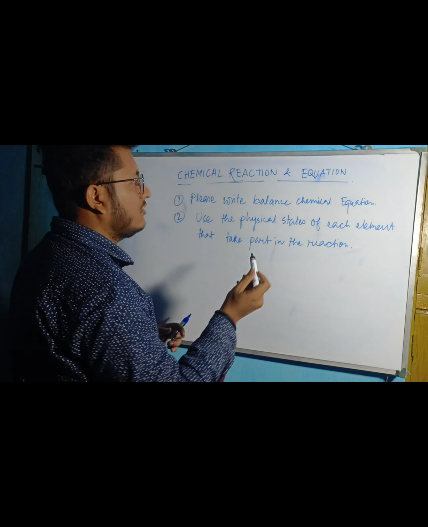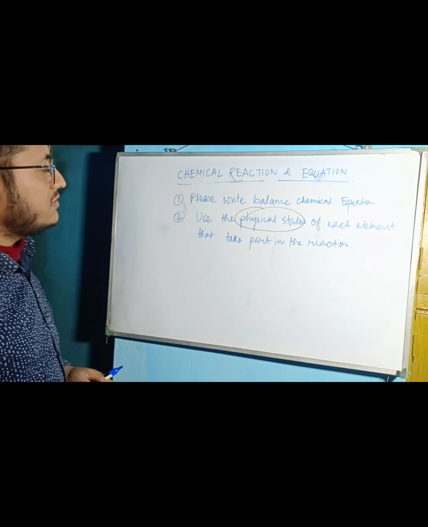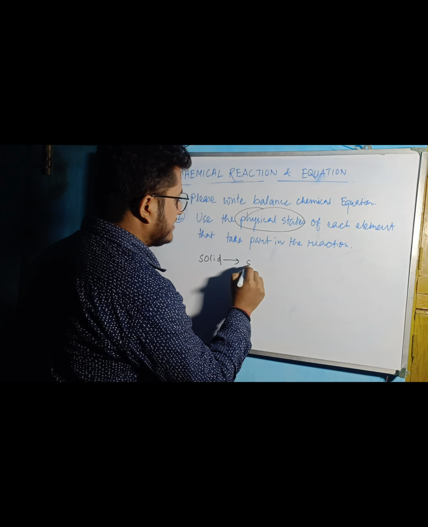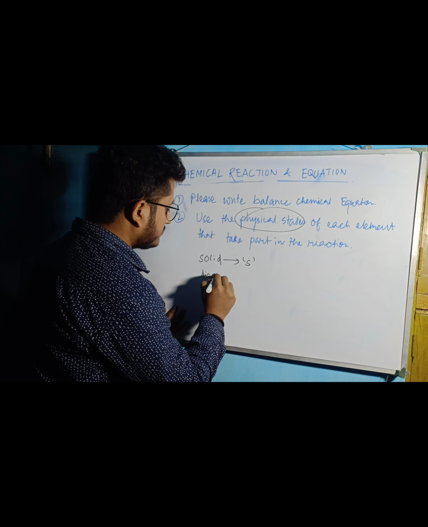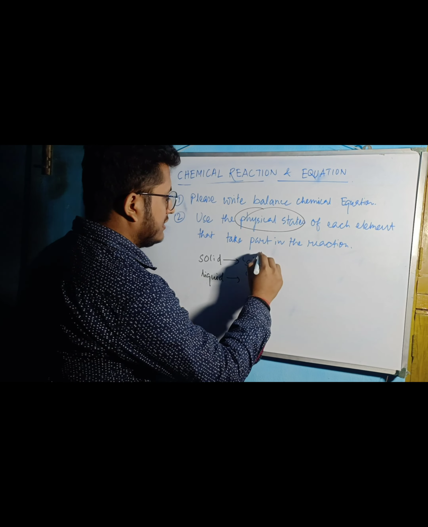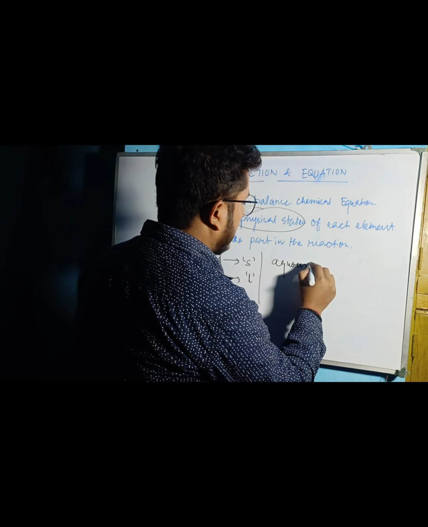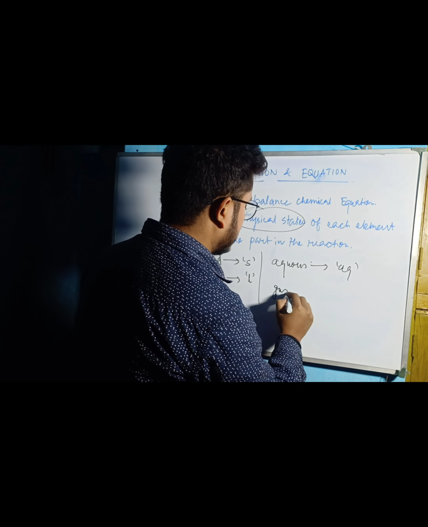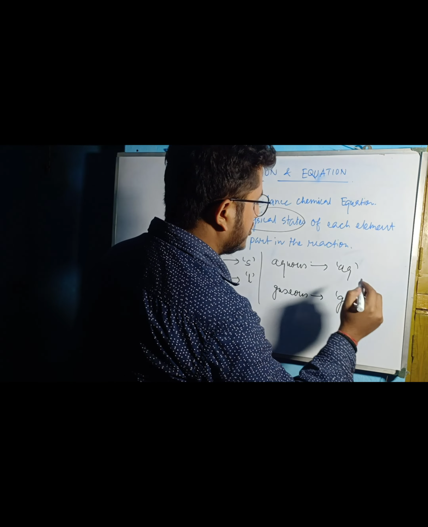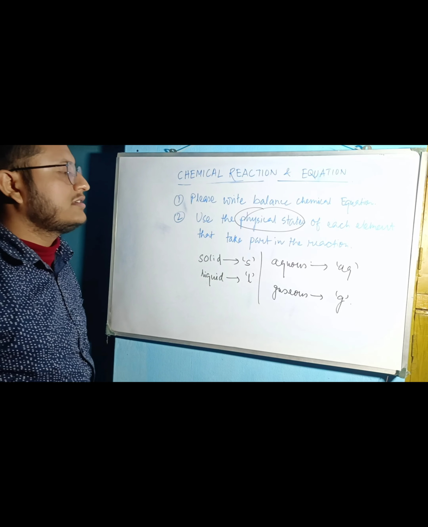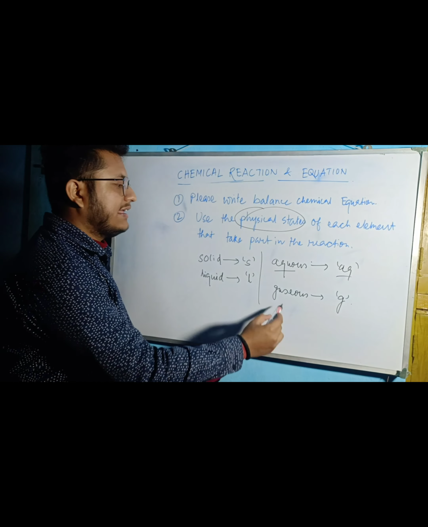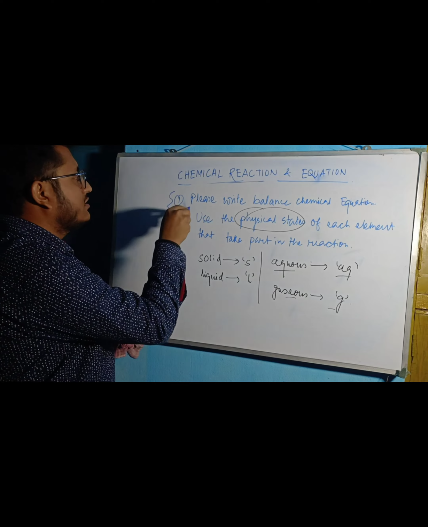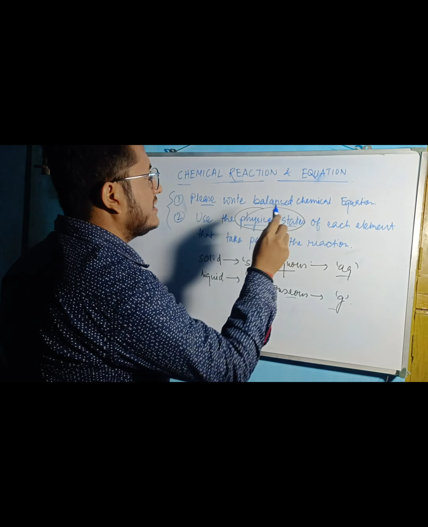Now, what is the physical state of each element? In chemistry, there are 4 types of physical state. First is the solid physical state, which we abbreviate as S. Liquid physical state, which is L. Aqueous physical state, which is symbolized as AQ, and gaseous physical state, which is denoted by G. So while writing a chemical equation, always use a balanced chemical equation, and second, the physical state should be mentioned there.